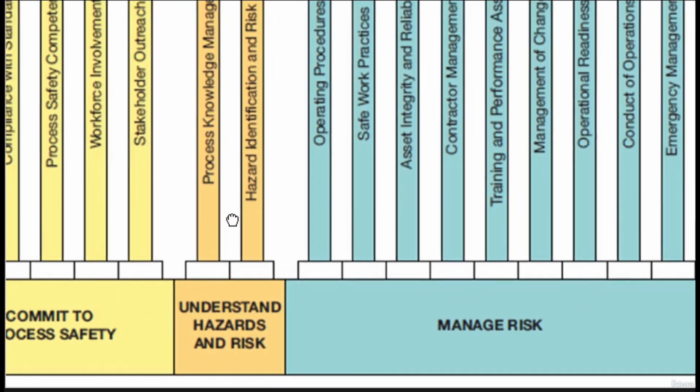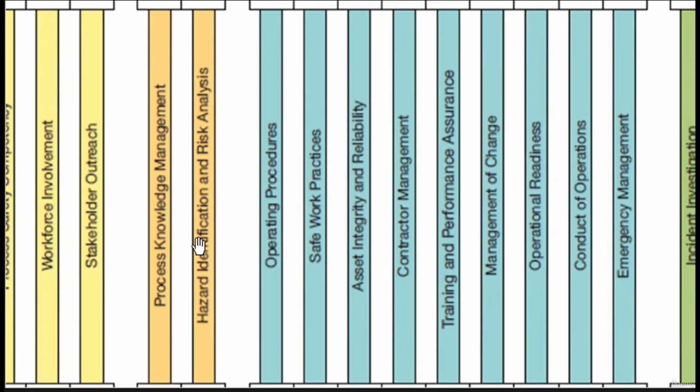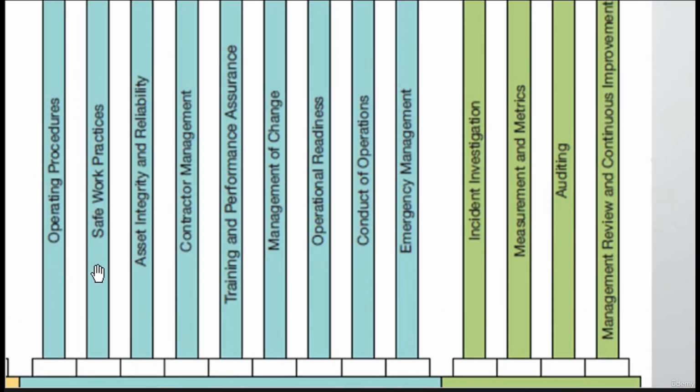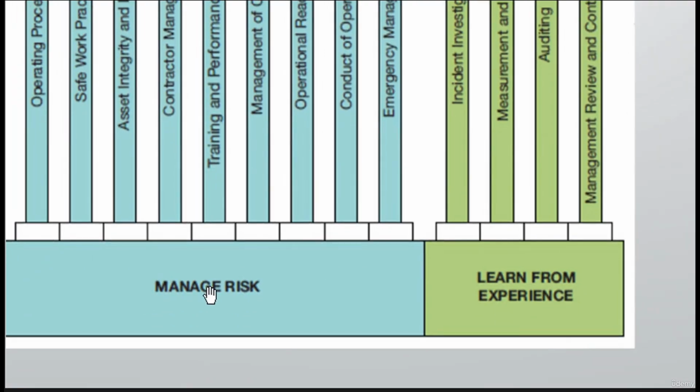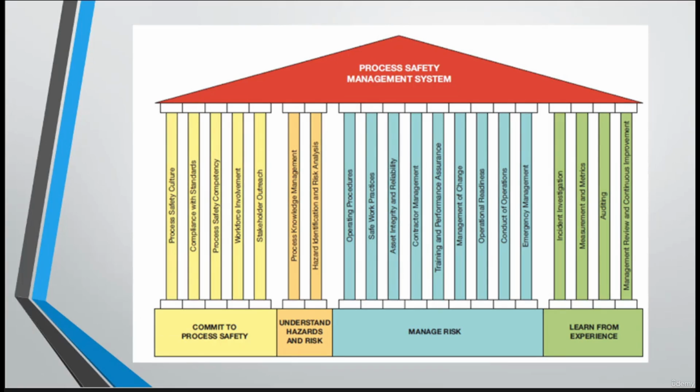While the elements relevant to understanding the hazards and risk block are process knowledge management, hazard identification, and risk analysis. Regarding the third block, we have the operating procedures, safe work practices, asset integrity and reliability, contractual management, training and performance assurance, management of change, operational readiness, conduct of operations, and emergency management. So this is the third block. And the final block, we have the incident investigation, measurement and metrics, auditing, and management review and continuous improvement. So these are the 4 foundation blocks with 20 elements. On the next few slides, I'm going to show you a comparison between USHA and CCPS PSM approaches.